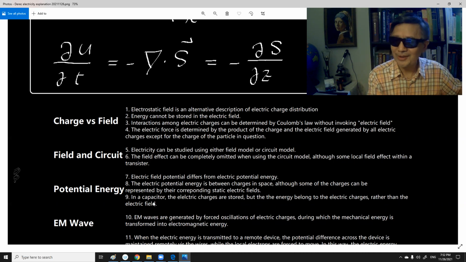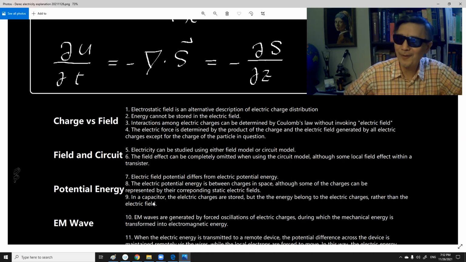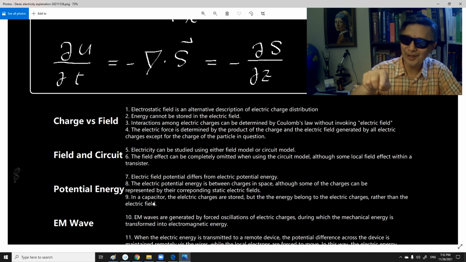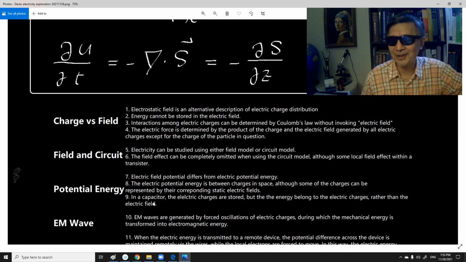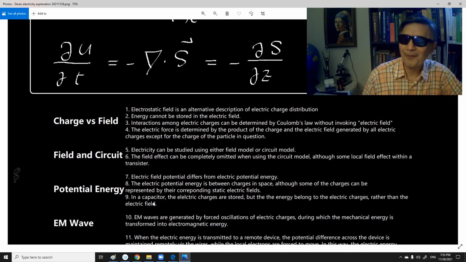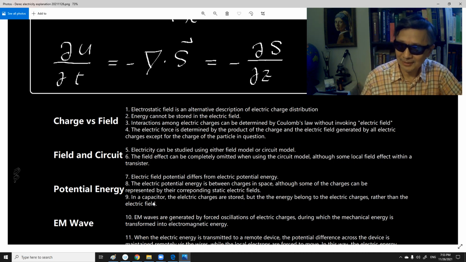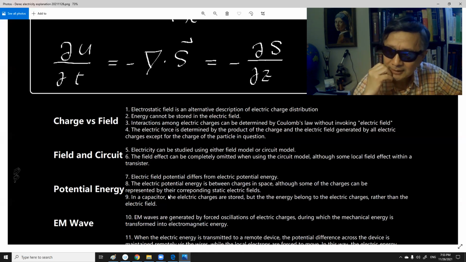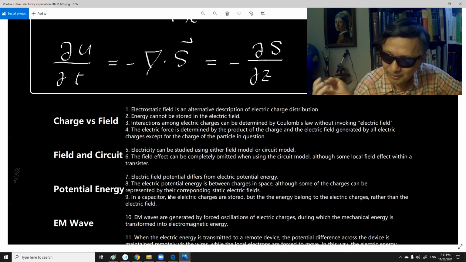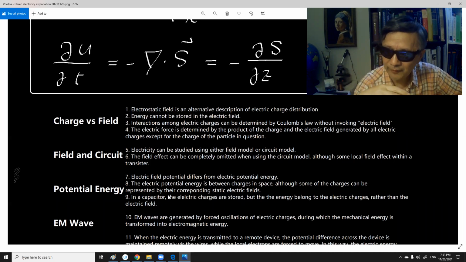Recently one of the students addressed this issue. He reminded me that the capacitor can only store half of the electrical energy, because in front of the formula there is a half: one half C V squared. This is still relevant, because in many textbooks nowadays we still talk about the formula for how much energy a capacitor can store.